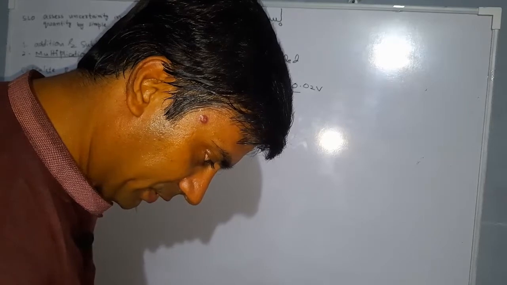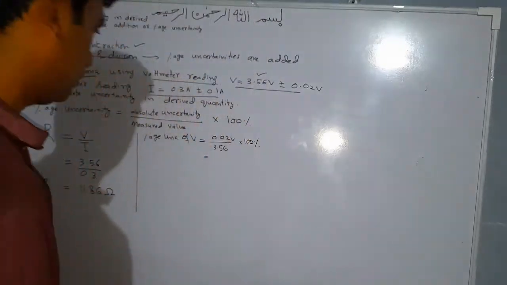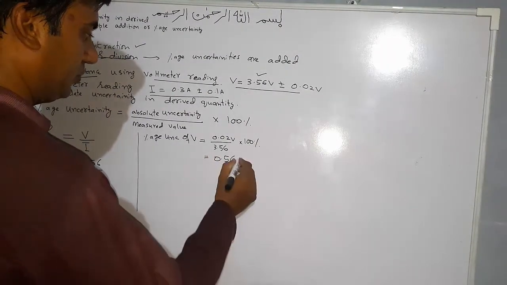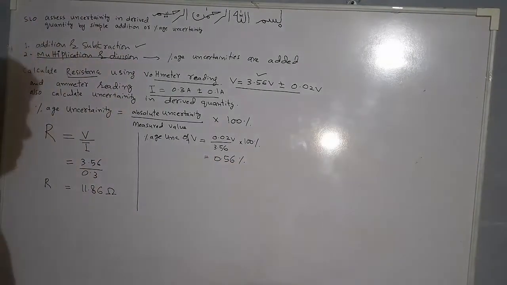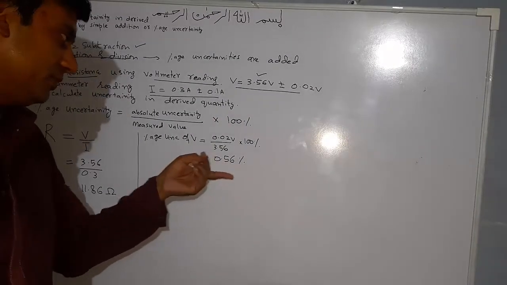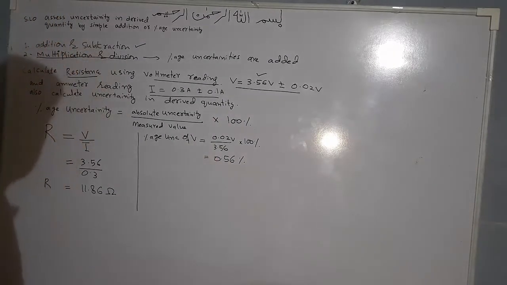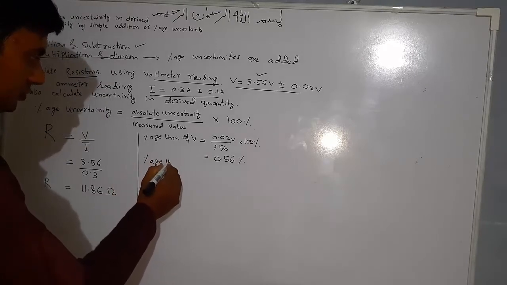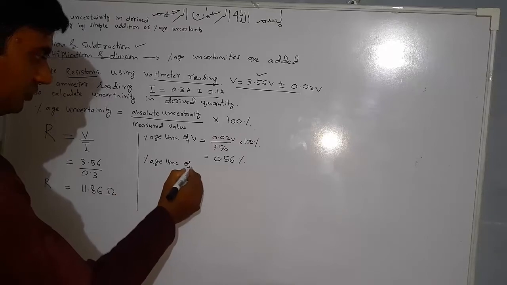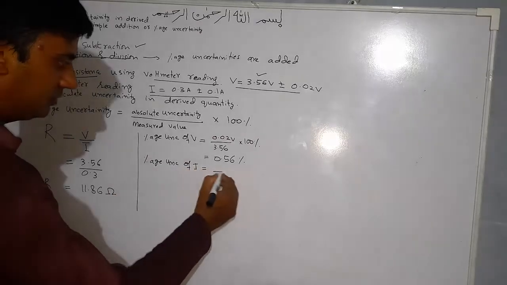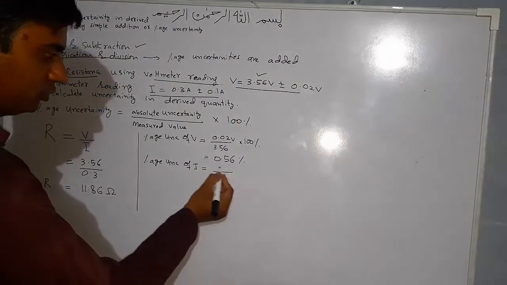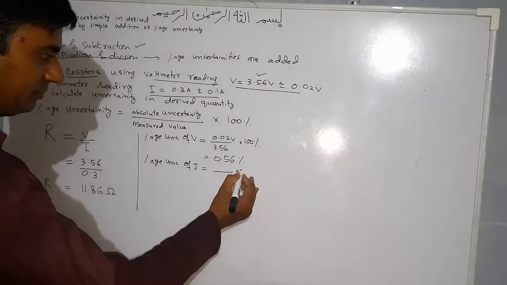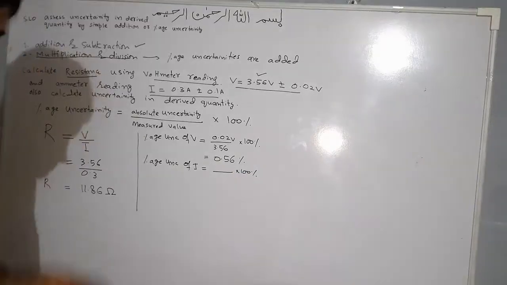Multiplied by 100, we get 0.561. So we write 0.56%. Okay, so this will be the percentage uncertainty in the measurement of the voltage. Now the percentage uncertainty of current. Again, we need the absolute uncertainty for the current divided by the measured value, multiplied by 100%.